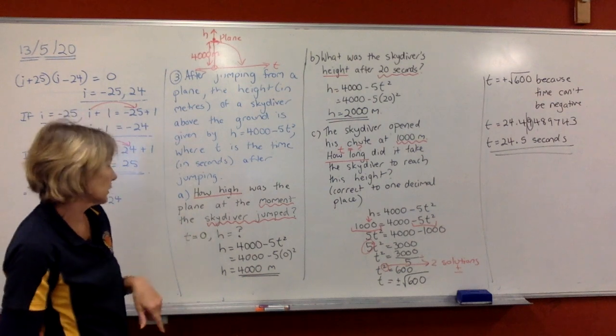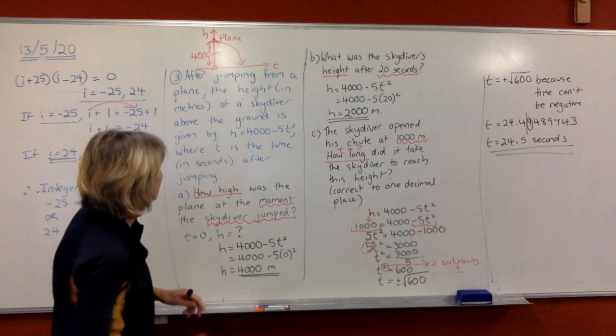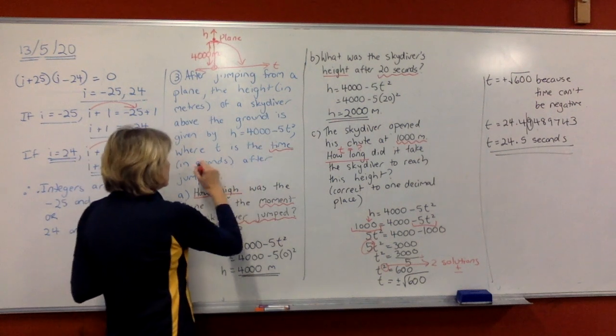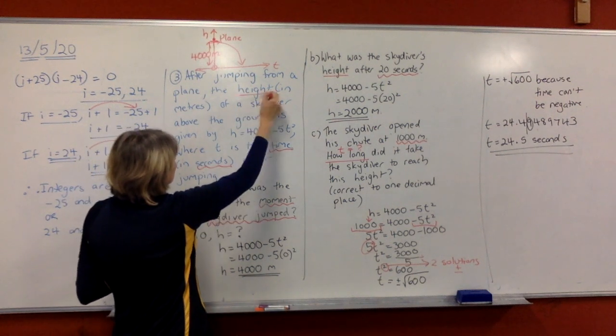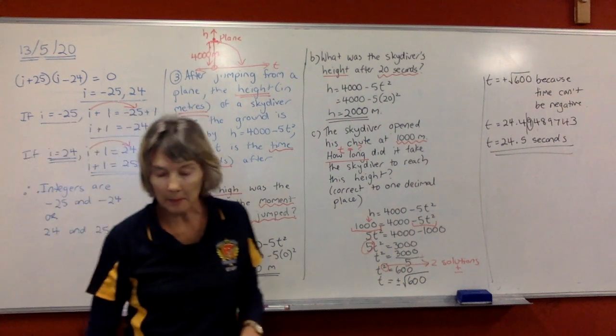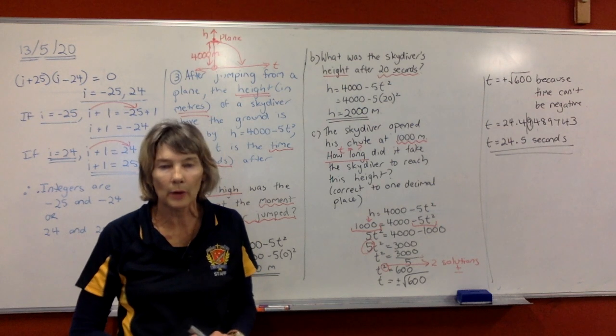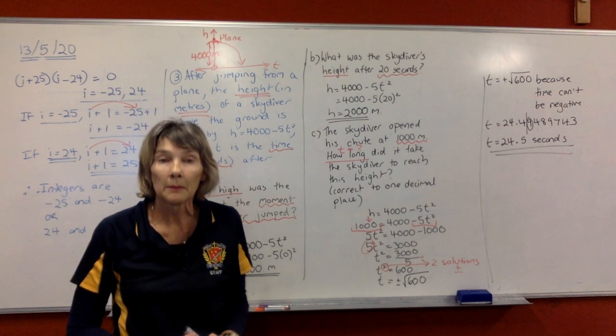Don't forget to write your units on the end. The time is in seconds. So make sure you're looking over here at what things are. Time is in seconds and the height is in metres. Okay, and that's the end of the examples. So I've only done 3 examples, and I'm pretty sure you'll be all right with the other ones having looked at them, but good luck with your homework.